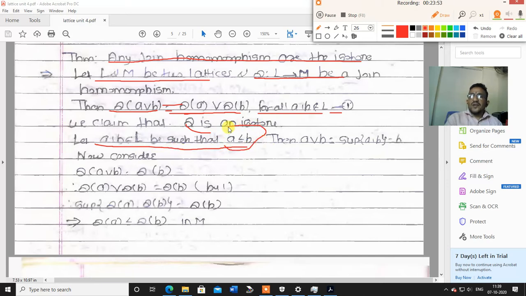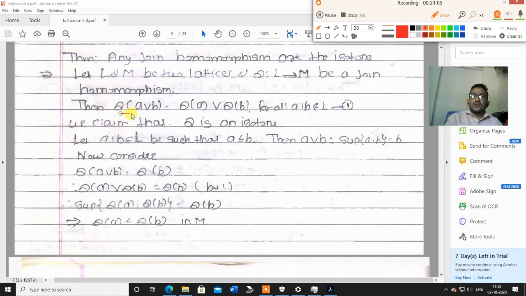So as A is related to B, then by definition of supremum we can say A join B is equal to B. Now consider theta of A join B is equal to theta of B. Call this equation 1. Since theta is a join homomorphism, theta of A join B is equal to theta of A join theta of B. Therefore theta of A join theta of B is equal to theta of B by equation 1.